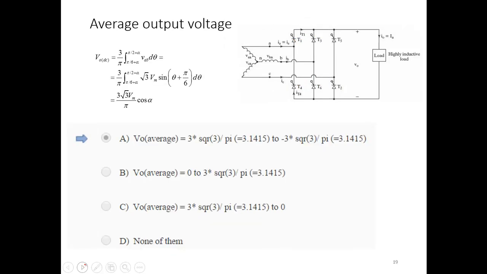And the average output voltage of this three-phase rectifier, you can draw that. The equation is derived there, equation 15 I believe. You can calculate it out. The average output voltage will be between, depending on alpha, 0 to 180 degrees. If it is 180, it could be negative, the most negative value.